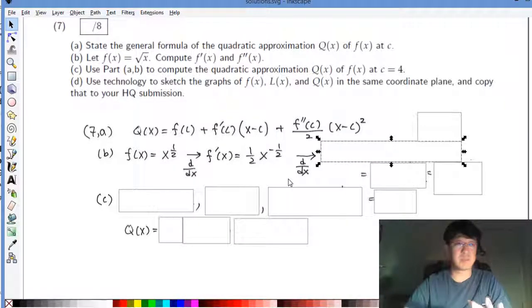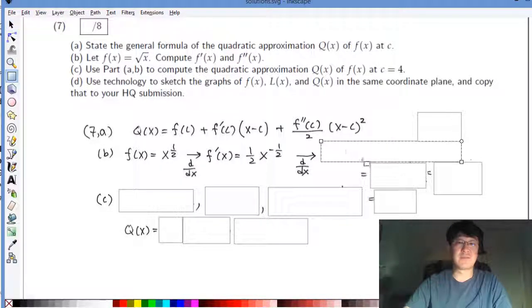Why are we doing this in part B? Because it is asking us to compute that. But if you look at the big picture, this seems like our goal. We need the value of that, we need the value of this one, we need the formula of the second derivative. And this is what we're doing: first derivative differentiated again, that's the second derivative.